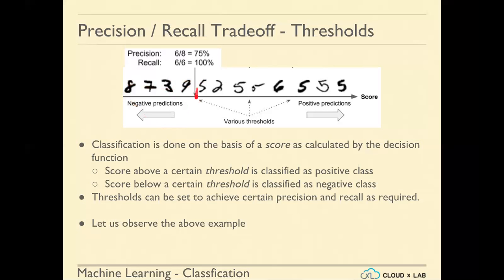So if our threshold is here, the precision is how much? Precision is 6 by 8. Out of all the 8 images that it has identified, six were actually five, right? So it has incorrectly tagged 2 as 5. So its precision is 75%.